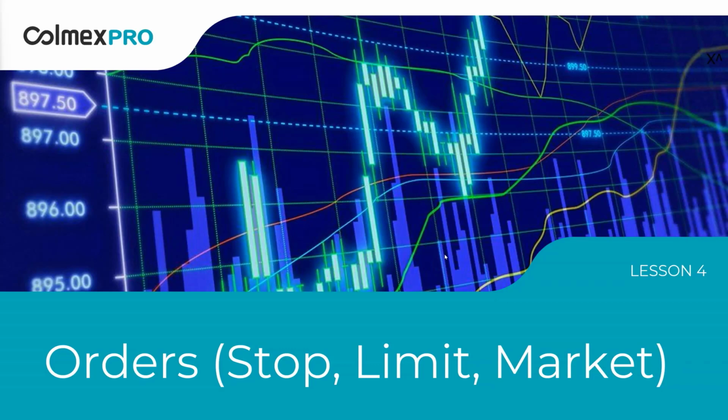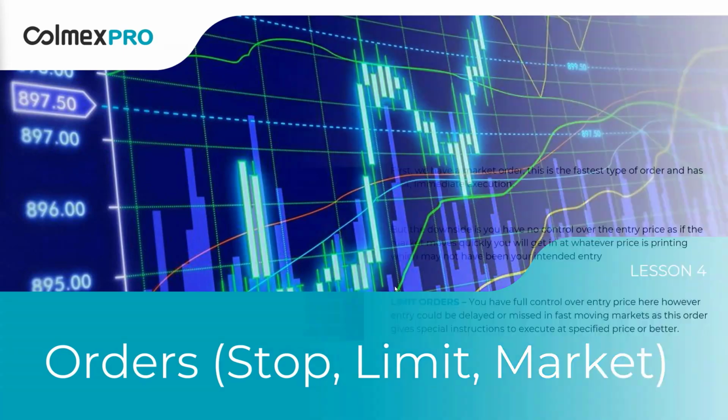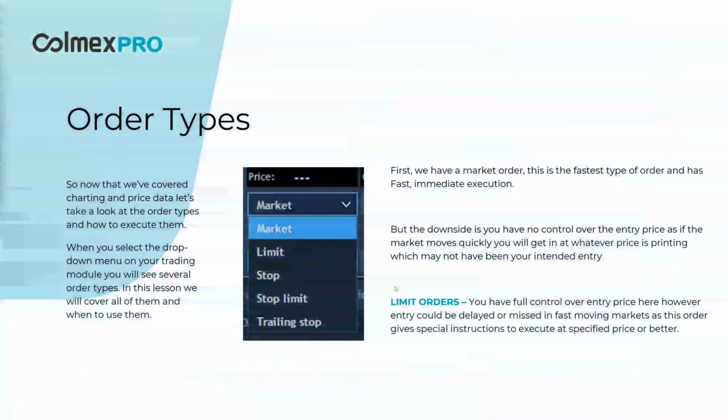This is lesson 4 where we'll be going over the order types available to you, including stop orders, limit orders and market orders. So let's get right into it. So now that we've covered charting and price data, let's take a look at the order types and how to execute them. When you select the drop-down menu on your trading module, you will see several order types. In this lesson, we will cover all of them and when to use them.